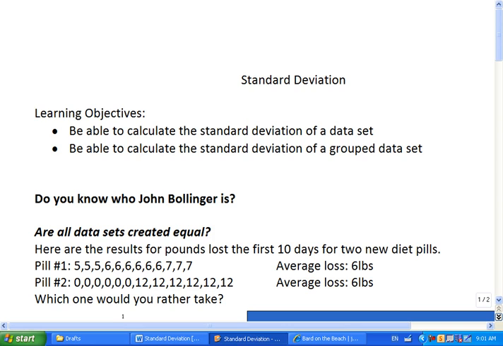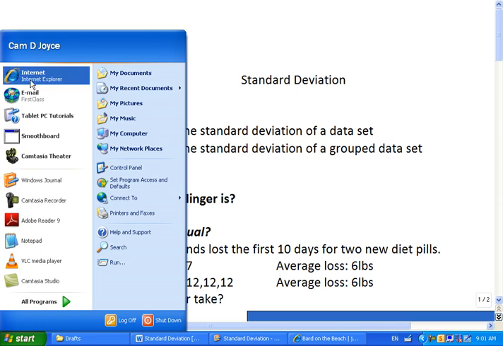But first question for you. Does anybody know who John Bollinger is? I think I'm pronouncing his name right. I kind of doubt it. I mean, he's a pretty specialized guy, but anyways, he's very, very rich. And I'll show you one of the theories he has that ties nicely to standard deviation.